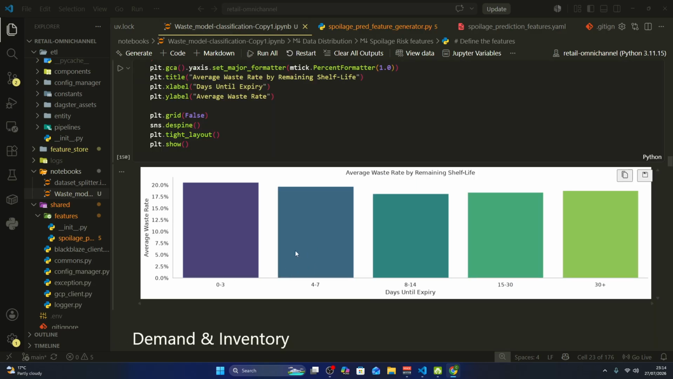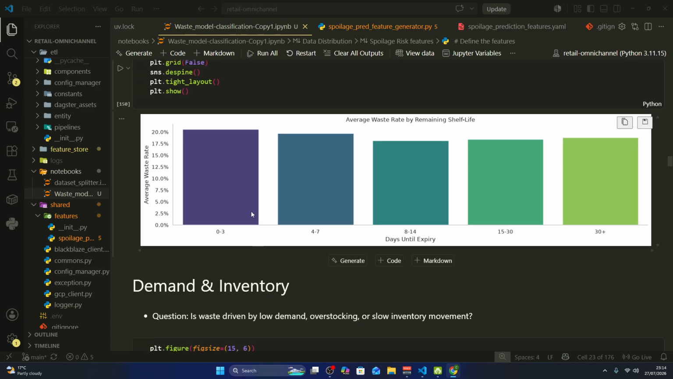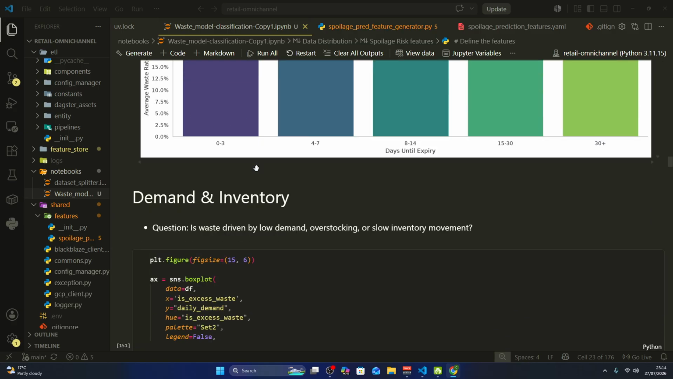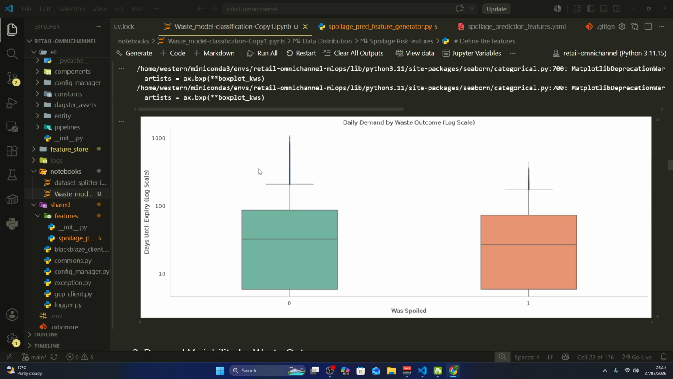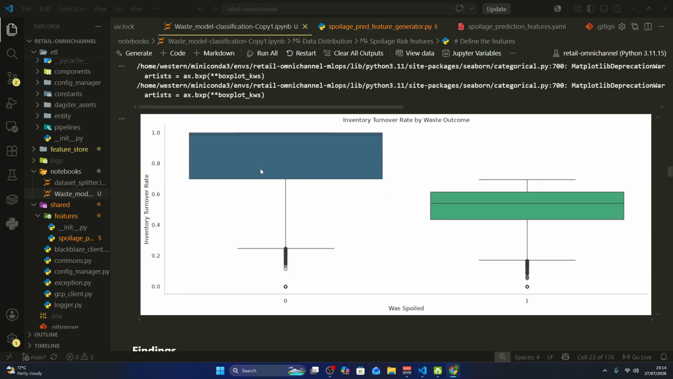This one, average waste rate by remaining shelf life, doesn't matter. So 0 to 3, 4 to 7, 8. It doesn't matter. The waste rates are almost the same. So 20%, I think, is the mostly average waste rate. Okay. Demand and inventory. The rest you can just go through.